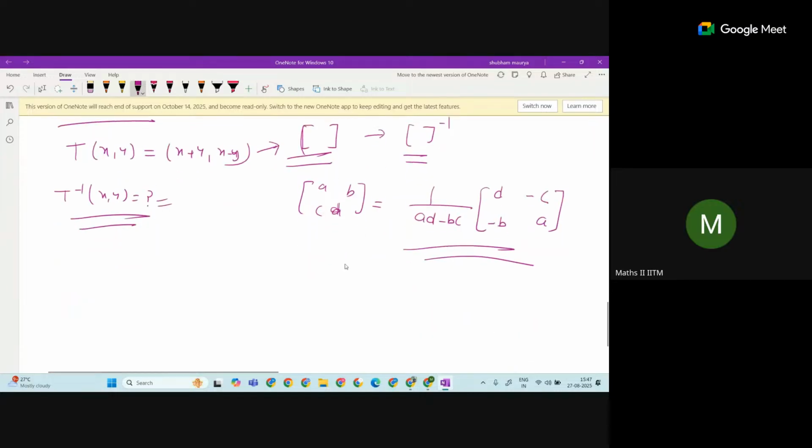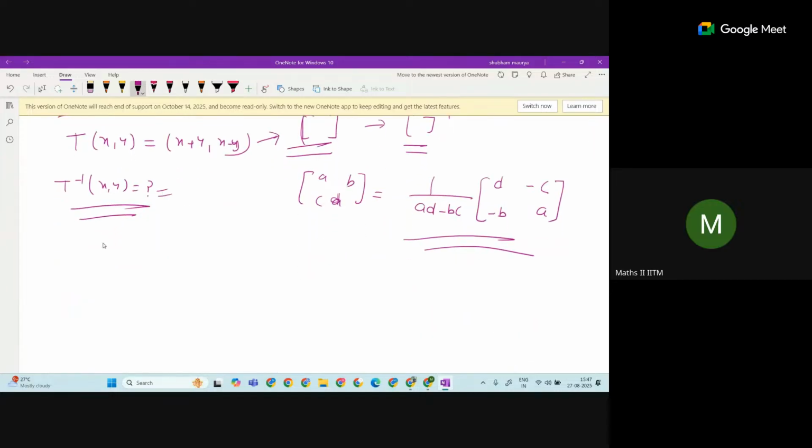But if it is a 3 cross 3, let's say A, B, C, D, E, F, G, H, I, to find the inverse, the professor discussed the way. You write the identity on the right side, and do some operations on the left side. You have to convert this into the identity. Once you start converting this into the identity, the other side will be converted into the inverse form.